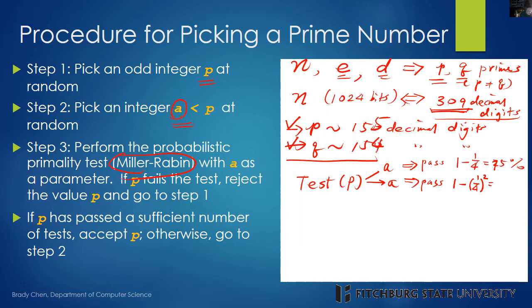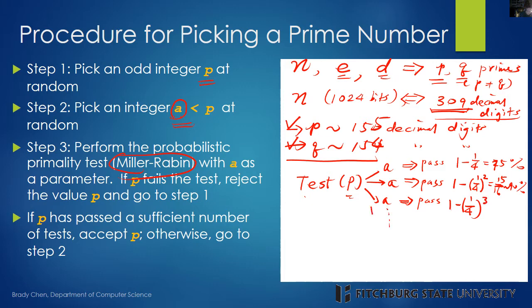The chance is much bigger. It's almost 1/16. Let me see. Oh, 15/16. Okay, so that's close to 90%. Oh, I think it's more than 90%. Okay, so more than 90%. Now, if we pick another a, and we pass the Miller-Rabin test again, then the chance that p is a prime number is 1 minus 1/4 to the cube.